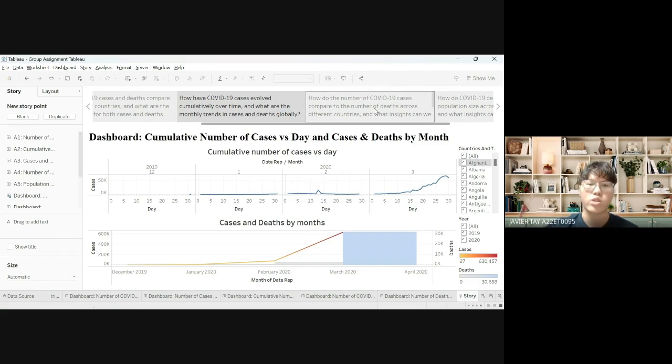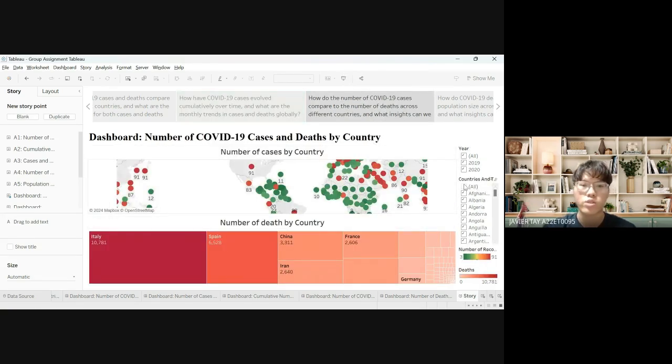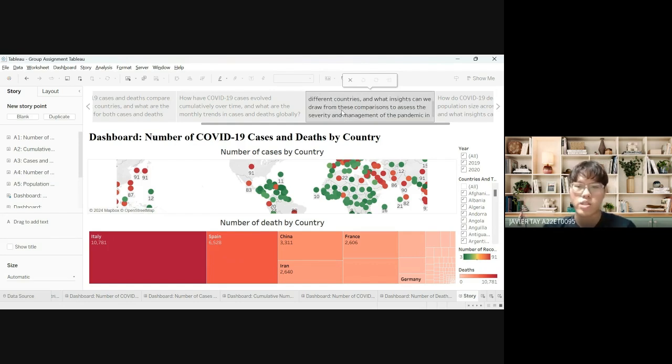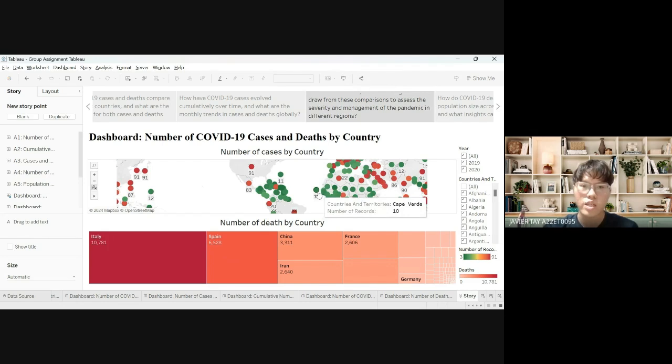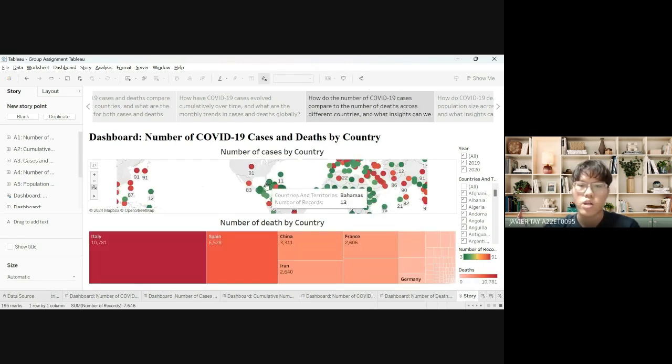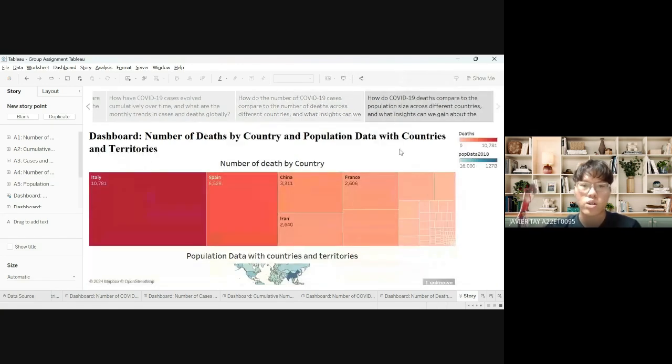And the fourth dashboard is called number of COVID-19 cases and death by country. And then the business question is how do the number of COVID-19 cases compare to number of deaths across different countries, and what insights can be drawn from these comparisons to assess the severity and management of the pandemic in different regions. So this dashboard will enable stakeholders to compare the total number of COVID-19 cases and deaths across countries, helping to assess the scale of the pandemic impact in different regions and identify any countries with high case fatality rates.